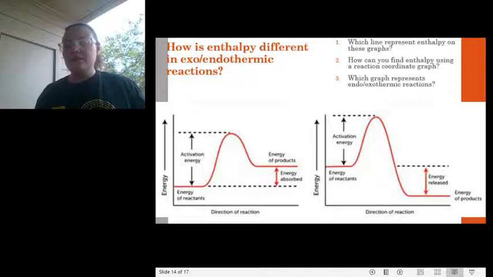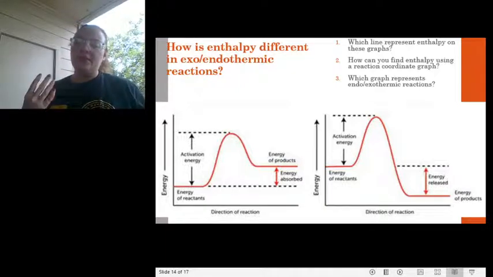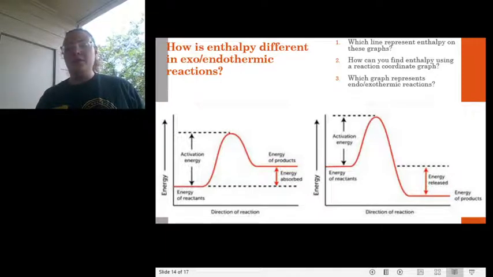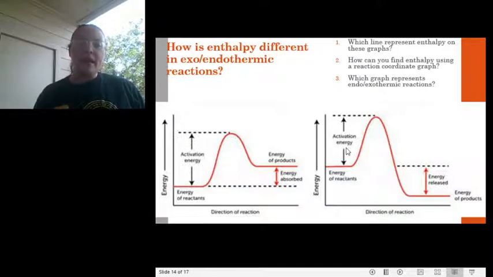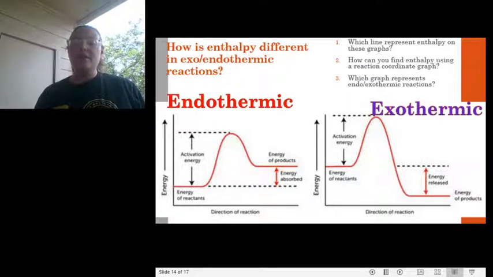So let's think about these graphs. We know that in exothermic, the enthalpy is negative, and endothermic, the enthalpy is positive. If I have a larger number, the products, minus the reactants, a smaller number, we're going to get a positive. So this positive enthalpy must be the endothermic. If I have a smaller product energy minus a larger reactant energy, a small number minus a large number is a negative enthalpy. So negative enthalpy must be exothermic. Positive enthalpy must be endothermic.